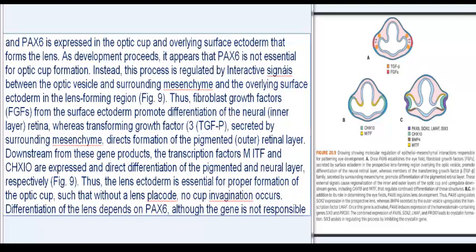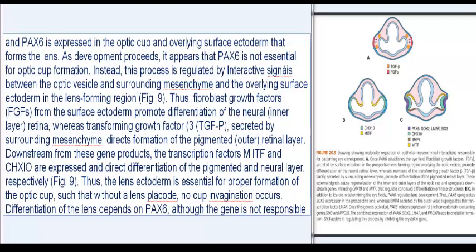growth factor beta, TGFβ, secreted by surrounding mesenchyme, directs formation of the pigmented, outer, retinal layer. Downstream from these gene products, the transcription factors MITF and CHX10 are expressed and direct differentiation of the pigmented and neural layer, respectively, Fig. 9.